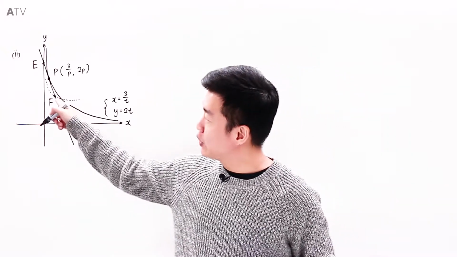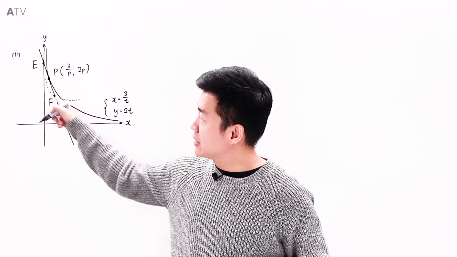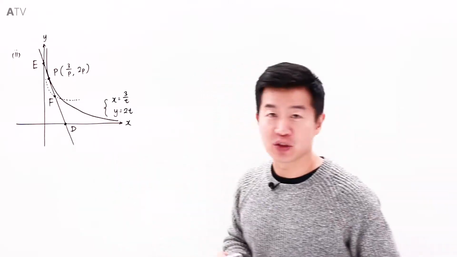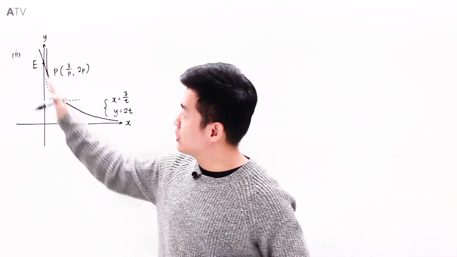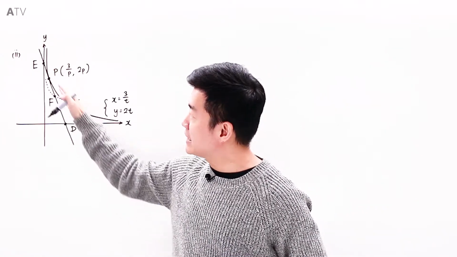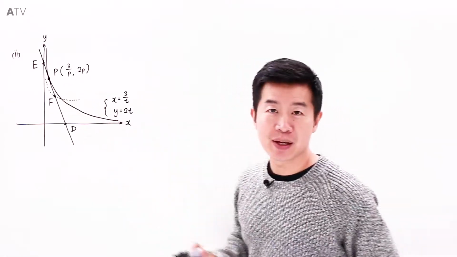According to the question, this point F here is a variable point, and as it moves, it is going to trace out a curve. Our aim is to find the equation of this curve. So to do that, let's first try to find the equation of the line that passes through D and E, which is also the tangent to the curve C at the point P.